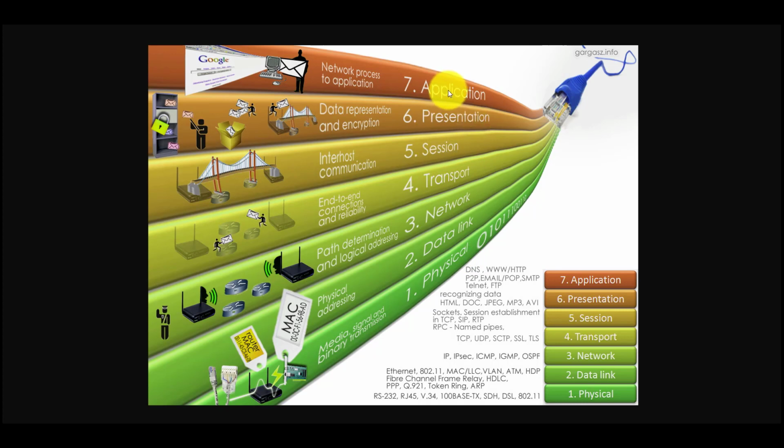Different things happen on each of these layers. On the application layer, you're going to have network processes, and you're going to have data representation and encryption on 6. Interhost communications are going to happen on 5. End-to-end connections are going to be 4. Path determination is going to be the network layer, and physical addressing is going to be data link, and the physical layer is going to be like your cables and so forth.